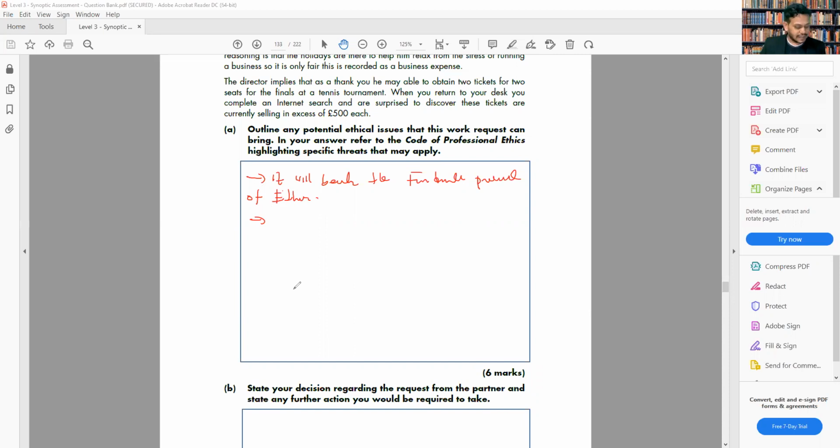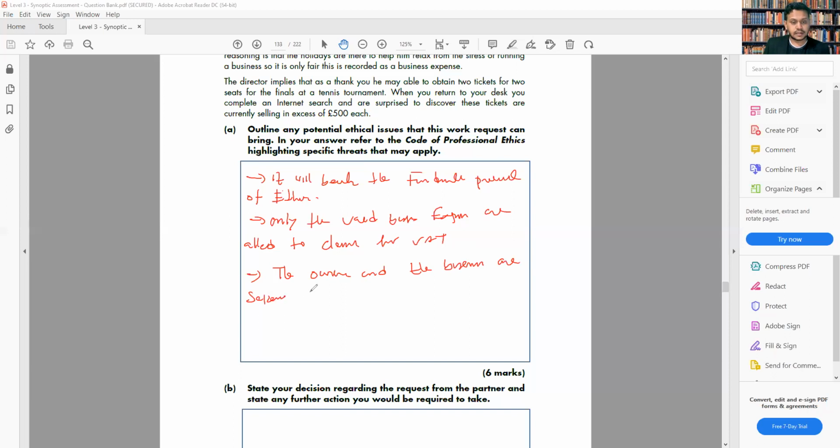The next one is that we have to explain a little bit: only valid business expenses are allowed to be claimed for VAT, and obviously anything that is personal cannot be claimed as VAT, because the owner and the business are separate entities. So we can say this word: the owner and the business are separate entities.